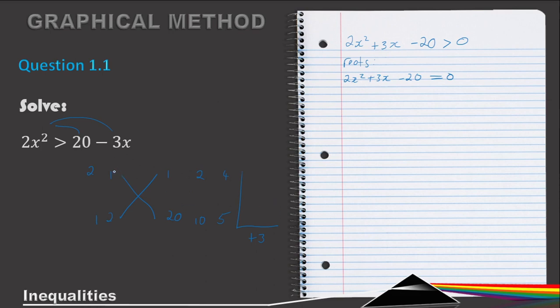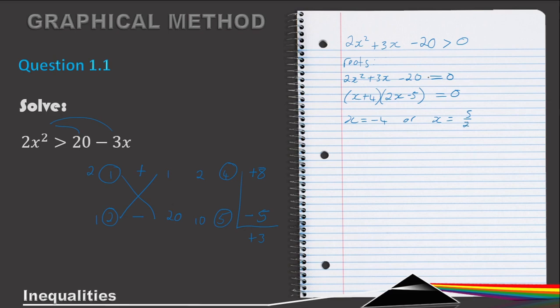Then we have 10 and 4, that's not going to give us 3. Then we have 5 and 8, that might work. So 2 times 4 is 8, and 1 times 5 is 5. To get plus 3, I'm going to say plus 8 minus 5, so positive, and then negative over there. And then we have x plus 4, and this side we have 2x minus 5 equals 0. So our roots are x equals minus 4 or x equals 5 over 2.